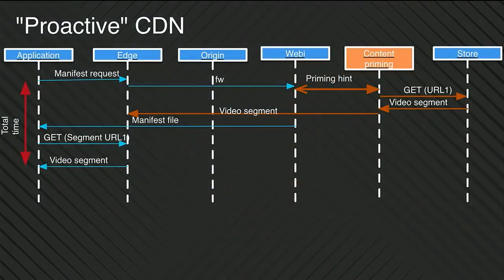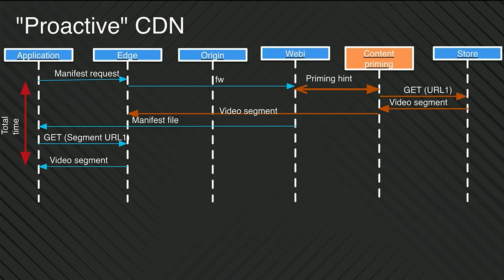Now, in a proactive CDN case, the manifest request hits the dynamic endpoint, because, for example, in the Facebook case, we actually control the client and the server, and we know when the video is coming in. So when the dynamic endpoint gets the manifest request, it knows a few things. It knows that this video is currently playing, that this particular user is interested in it, and so we can use that to tip off another service that we call the priming service, the content priming service.